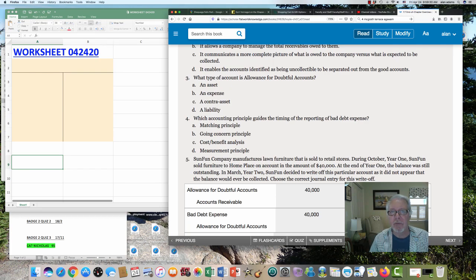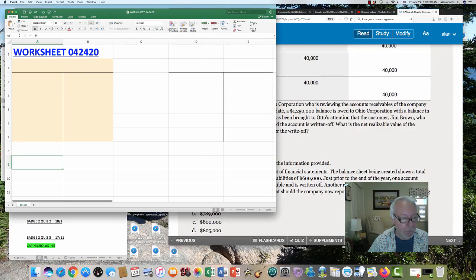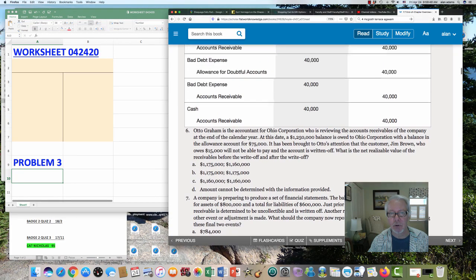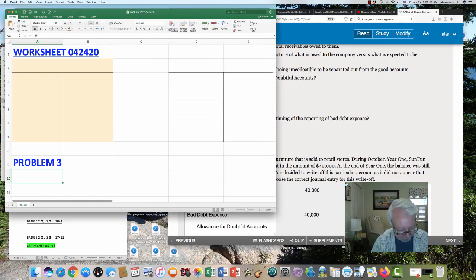Pure and simple, what type of an account is the allowance for doubtful accounts? I introduced that account to you, and let's label this as problem number 3. Pure and simple, it is the first contra asset account that I've introduced you to. There are many types of contra accounts, so this particular one is a contra asset. The correct answer, therefore, is going to be number 3. Let's write that down first. Answer is C, actually. And what is a contra asset account?